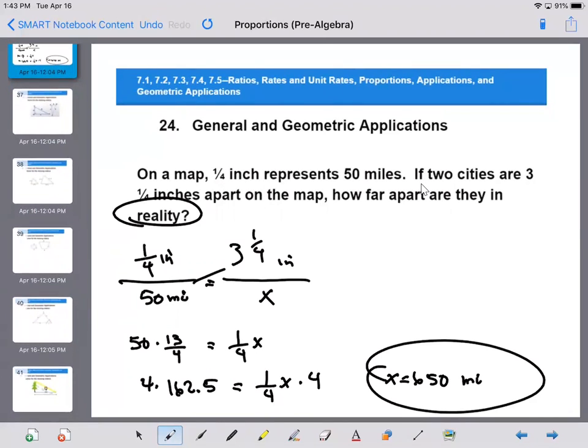So that's going to end part 1 of this, and then part 2 will be a shorter series, but it'll involve geometric shapes and how we can use proportions to help us solve side lengths of different triangles or different shapes.